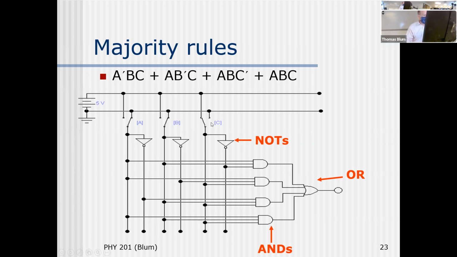What was my first expression up there? I didn't give them the same order, unfortunately. This is A and B and C prime, so that's this expression. This guy here is A, B prime, and C, so that's this one. This guy is not A, B, and C, so that's this one. And then this one's A, B, and C. That's the last one. So I didn't put them in the same order. The order doesn't matter. Are we okay?